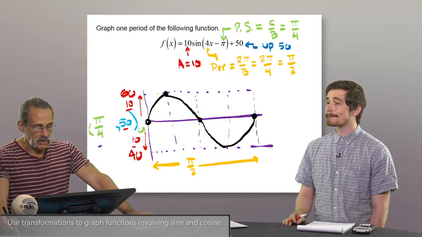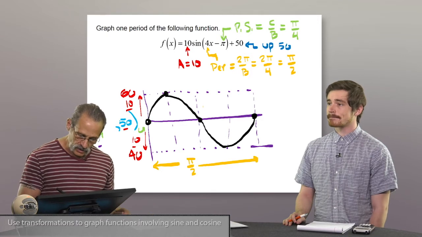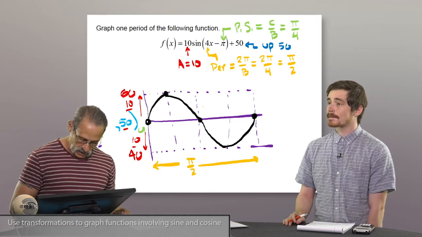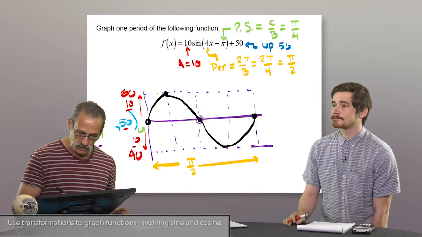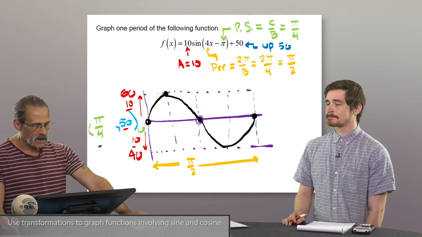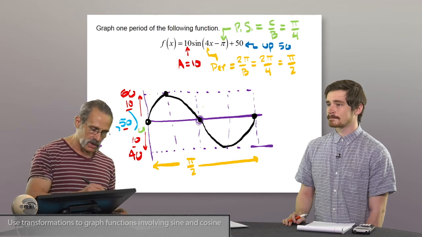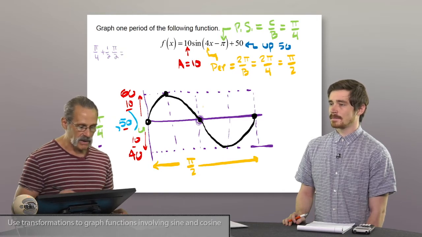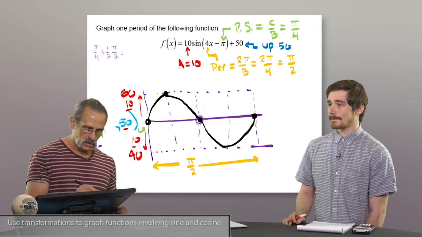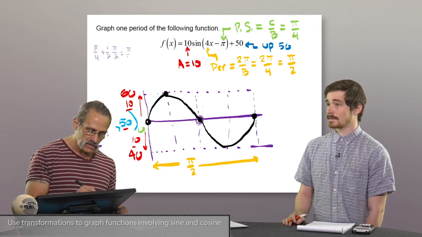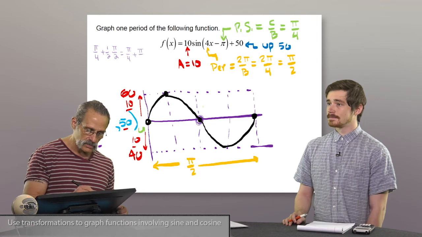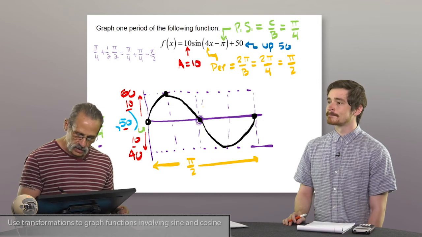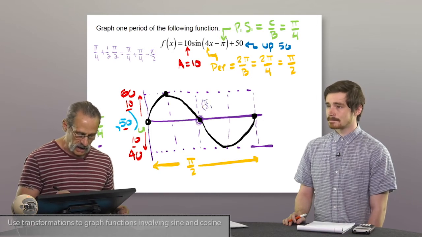Now let's turn our attention to the midpoint. The midpoint is sitting right here. I'm going to label it so you can see it. The coordinates would be found by taking my starting point of pi over 4 and adding half a period. The period was pi over 2, is that right? Yes. So I have pi over 4 plus pi over 4, which is pi over 2. Very good. So the coordinates right here would be pi over 2, comma 50, wouldn't it?